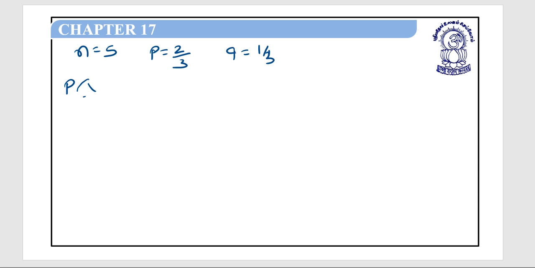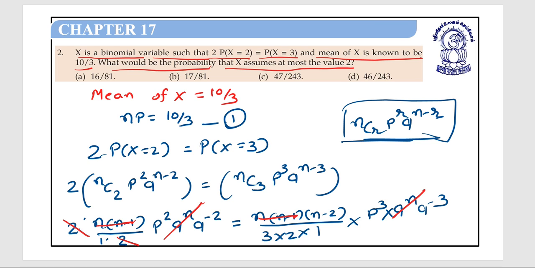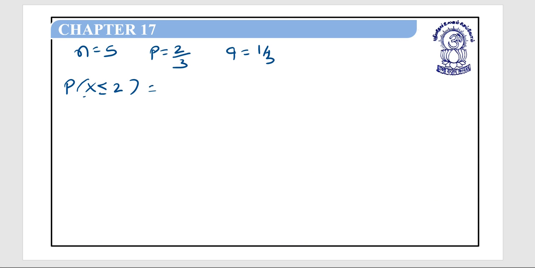Now take the probability of x less than or equal to 2. What would be the probability that x assumes at most the value 2? So at most is 2. So probability of x less than or equal to 2 is equal to probability of x is equal to 0 plus probability of x is equal to 1 plus probability of x is equal to 2.